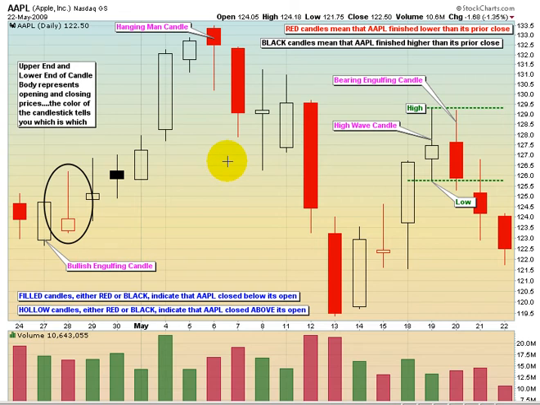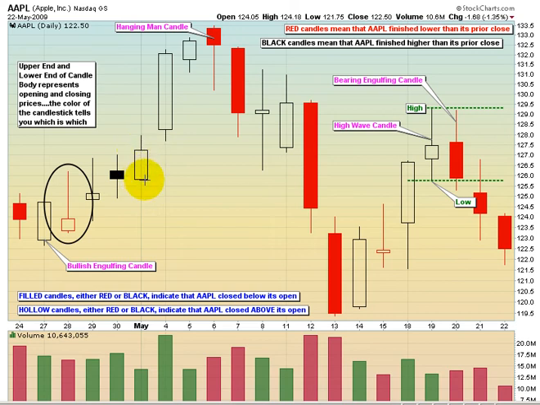Now, what's the difference between a hollow candle and a filled candle? For that, take a look at the lower left-hand part of your screen here. Filled candles, it doesn't matter if they're red or black, indicate that Apple closed below its open. The rectangles on these candlestick charts are considered the body of the candlestick. What they represent is the top of the candle body and the bottom of the candle body. And here we've got one on May 1st I'm pointing out.